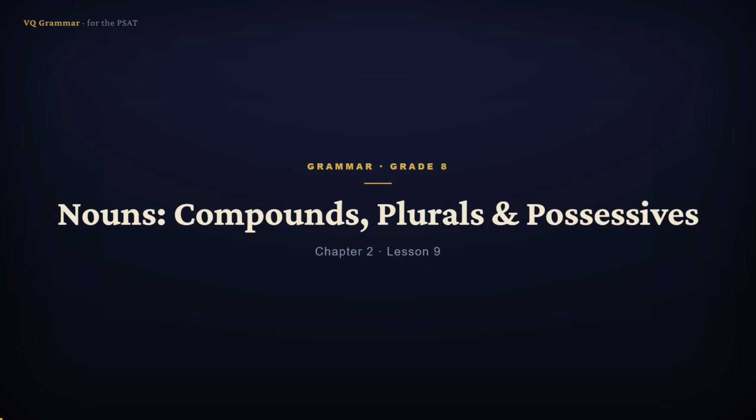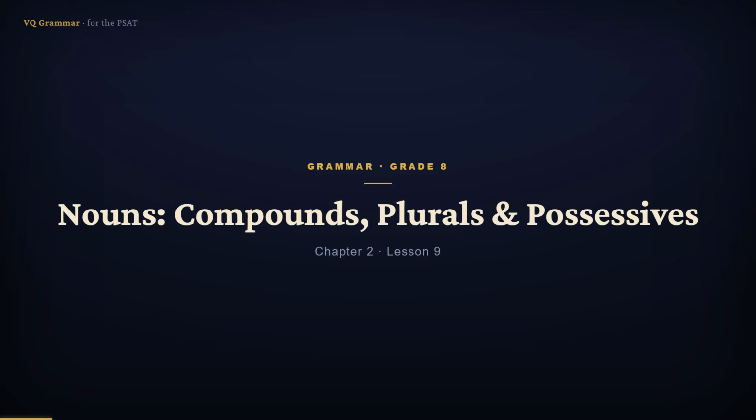Welcome back to Grammar Fundamentals for the PSAT. This is Chapter 2, Lesson 9. Today, we work with nouns in three ways. First, compound nouns, the ones built from more than one word. Then, how to make those compounds plural. And finally, how to form possessives, the apostrophe forms that show who owns what.